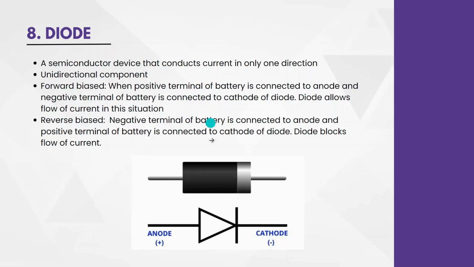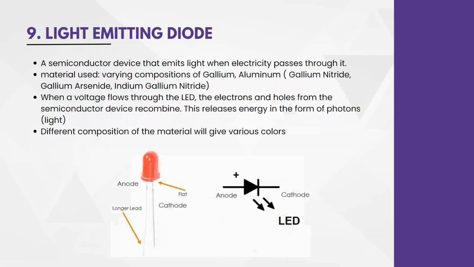Another way to say it is forward biased is the voltage at the anode should be greater than the voltage at the cathode. Only then it allows the flow of current. This basic understanding is enough for now, and let us move on to the light emitting diode or the LED.